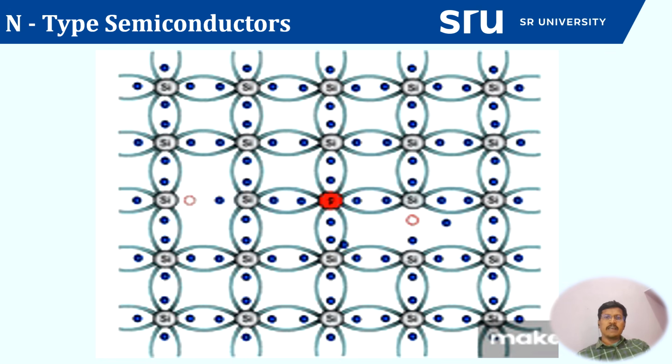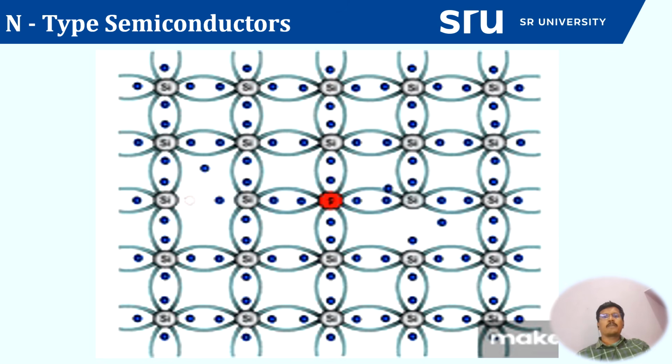Holes still exist due to thermal generation, but their concentration is extremely small. That's why the holes are called minority charge carriers in an n-type semiconductor. A simple way to remember this is that the majority charge carriers dominate the conduction. Minority carriers exist but contribute less.